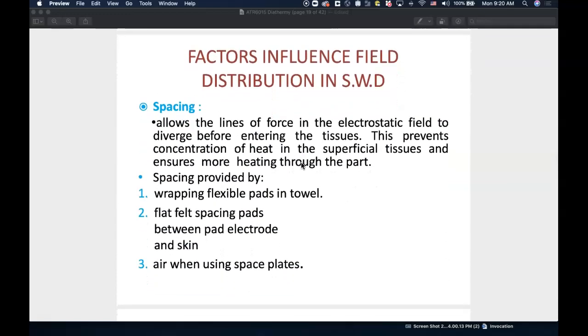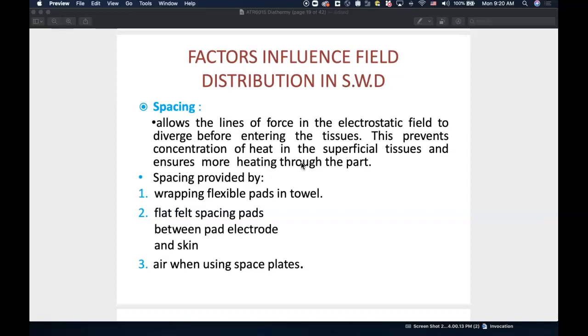Okay, so factors that influence treatment with shortwave diathermy. Spacing is going to be one of them, right? This allows the lines of force in the electromagnetic field to diverge before entering the tissue. So we want some space from the patient. In other words, we want the diathermy to be sitting about 3 to 6 inches away from the injured area, because that creates divergence. And we know that divergence means that the electromagnetic energy is going to spread and cover more of what, you guys? The larger treatment area, right?